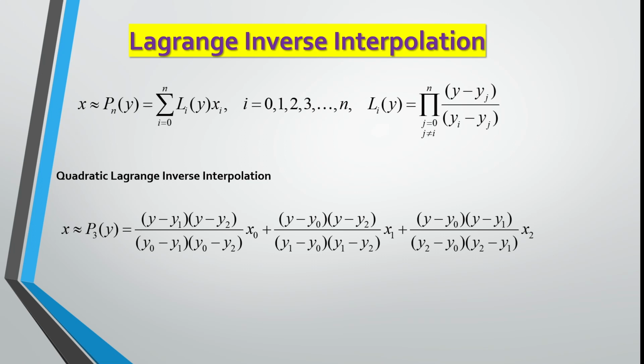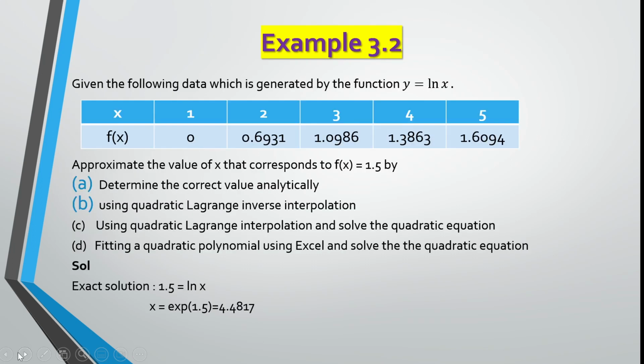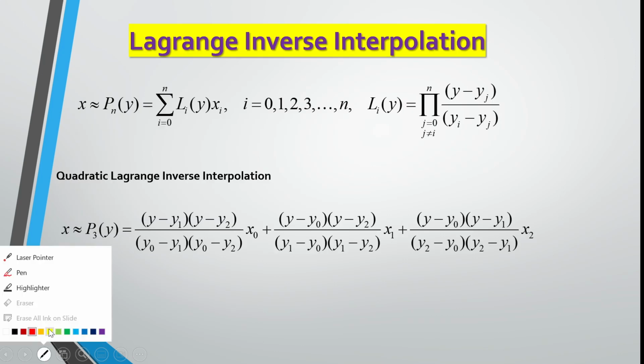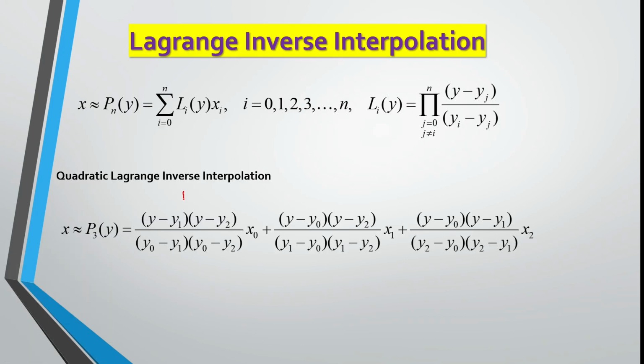The formula is actually, if just now you had the summation of Li(x), now the L is a function of y. It's the same thing. You key in the Li; just now it was Li(x), now it is Li(y). Let's focus on the quadratic Lagrange inverse interpolation. So this is L naught, in terms of y.